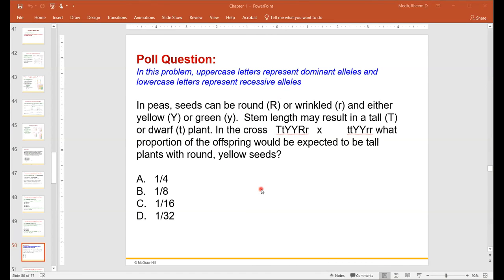In peas, seeds can be round or wrinkled, yellow or green. Stem length may result in tall or dwarf, big T or little t. And so we have three traits here, and this was your cross. What proportion of offspring would be tall plants with round yellow seeds? Now I'll erase this, we'll see what comes up. Try to work on it on your own, and then I'm going to show it to you.